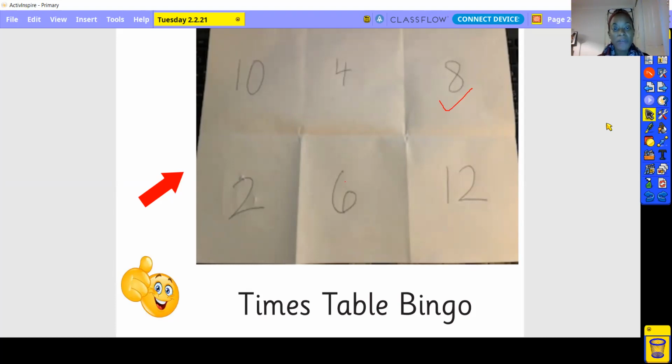Hope these little hints and tips have helped. And again, for the rest of the week, we'll continue to consolidate what we already know about our times tables and apply them as well. Right, roll on tomorrow. Bye-bye.